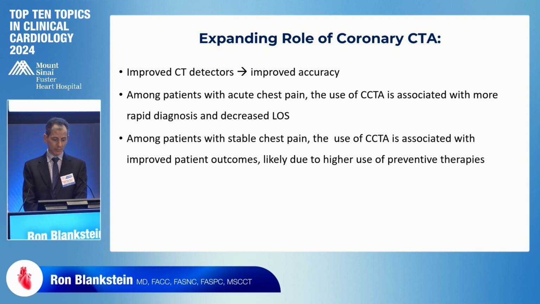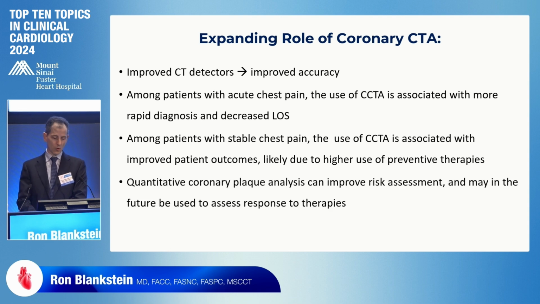Among patients with stable chest pain, when we use coronary CTA, it's been proven now to be associated with improved patient outcomes, and likely the mechanism there is just that we can initiate preventive therapies and do so better than we did using alternative approaches. Quantitative coronary plaque analysis can improve risk assessment, and perhaps in the future, it may allow us to tell whether individuals are responding to therapy. This is one of those holy grails. I don't think the data is ready for that yet, but that's a potential way the data will go in the future.